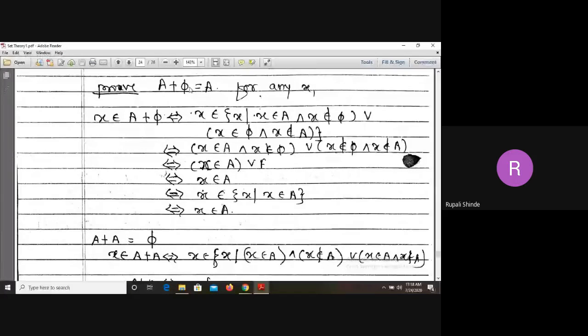Now consider any element x. If x belongs to A plus phi, this can be written as x belongs to... Now here we have to apply the definition for A plus phi. Okay. So x belongs to A and x does not belong to phi, or x belongs to phi and x does not belong to A. Here just we have applied the definition for A plus phi.